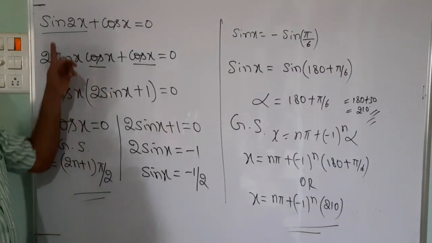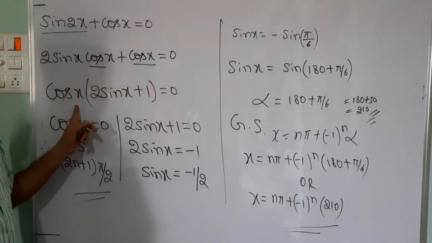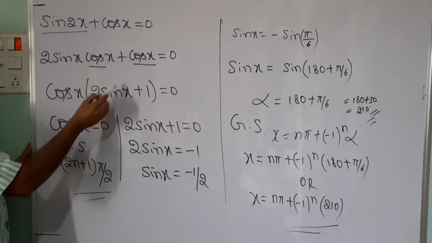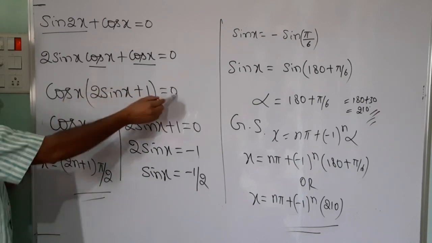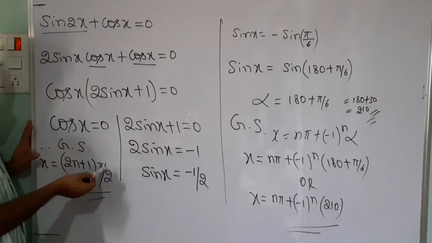Understood? sin 2x formula: 2 sin x cos x plus cos x is equal to 0. So here take cos x common, take outside cos x, remaining first term 2 sin x plus 1. Next you should convert it to 0. Cos x is equal to 0. General solution of cos x is equal to 0: (2n plus 1) into pi by 2.